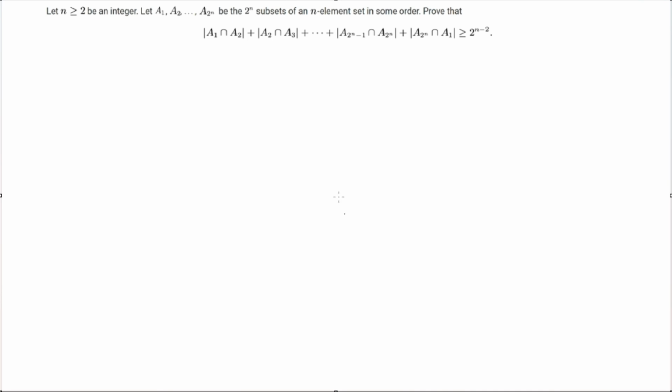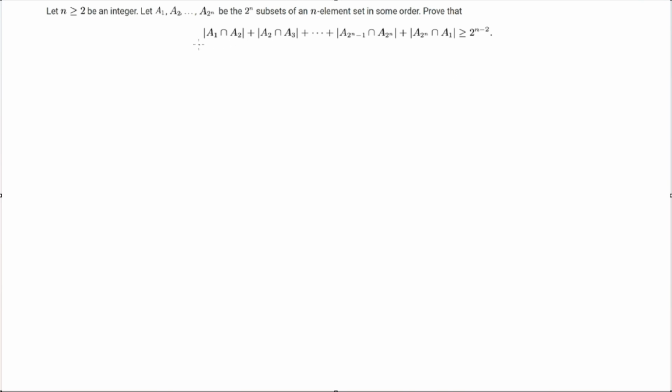And recall that we have 2^n subsets of this because every single element is either in the subset or not in the subset. So two choices for each one, so 2^n total. And what we want to prove is that this humongous sum here is greater than or equal to 2^(n-2). Now, this seems super random.